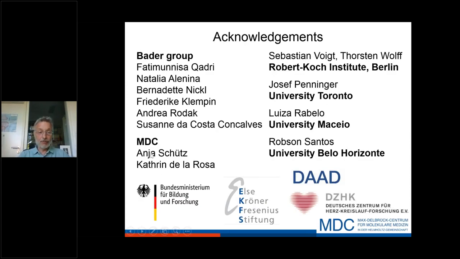People in my lab and also in other labs of the MDC have teamed up to find these drugs together with people at the Robert Koch Institute in Berlin, virologists. We got the mice for our mouse studies from Joseph Penninger, and a lot of studies I couldn't talk about on the enzymatic functions of ACE2, on angiotensin-2 and so on, we do with Luisa Rabello and Robson Santos in Brazil. Thank you very much for your attention.